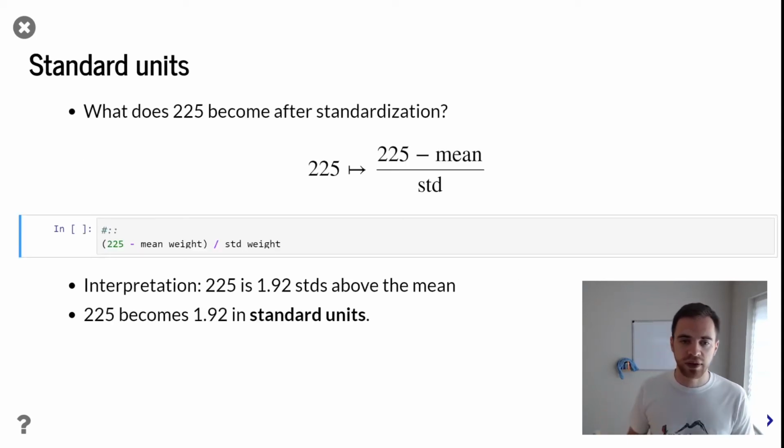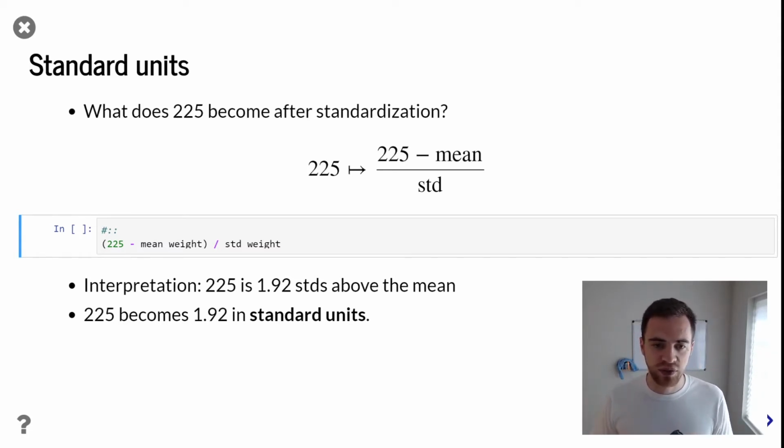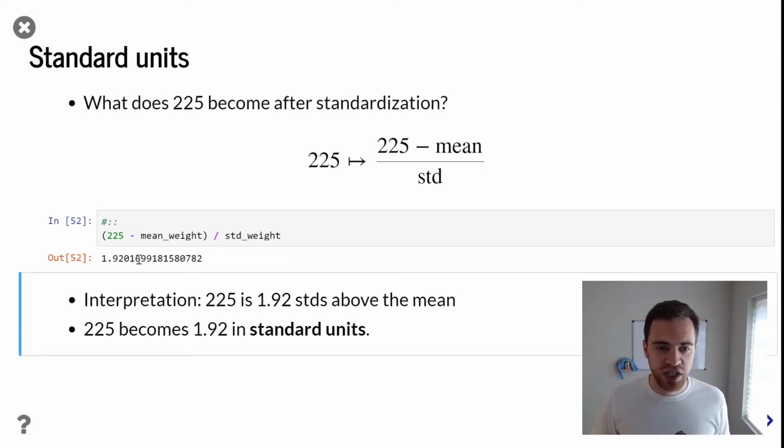So let's take a look. I have a weight of 225. I want to compute this number in standard units. So I take 225 minus the mean weight, divide by the standard deviation. I get 1.92. So we say that 225 in standard units is 1.92. Another way of interpreting this number is that 225 pounds is 1.92 standard deviations above the mean.